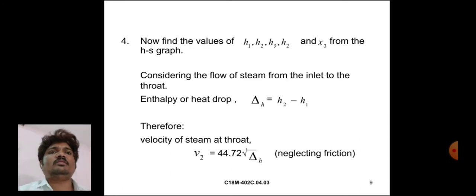Now find the values of H1, H2, H3 and X3 from the HS diagram. Considering the flow of steam from the inlet to the throat, the enthalpy or heat drop delta H is equal to H2 minus H1. Therefore, the velocity of steam at the throat V2 is equal to 44.72 under root delta H, neglecting friction.